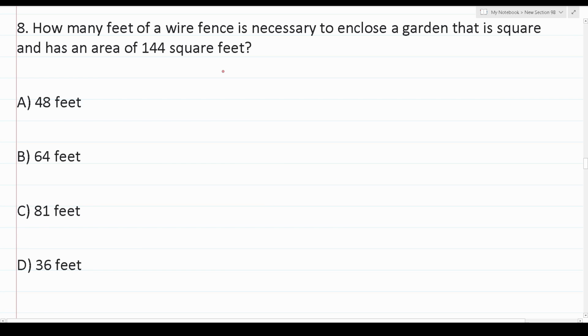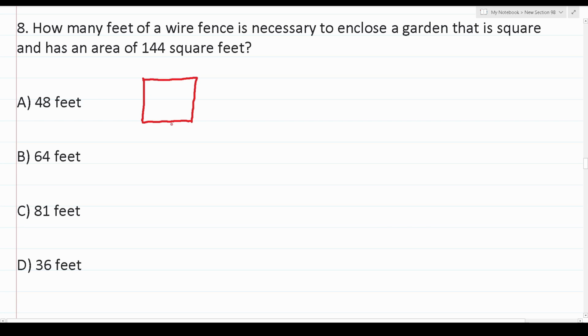All right, number 8 says, how many feet of a wire fence is necessary to enclose a garden that is square and has an area of 144 square feet? So for this one, it might be helpful to make a quick diagram, and we should know that we're dealing with a square in this case.